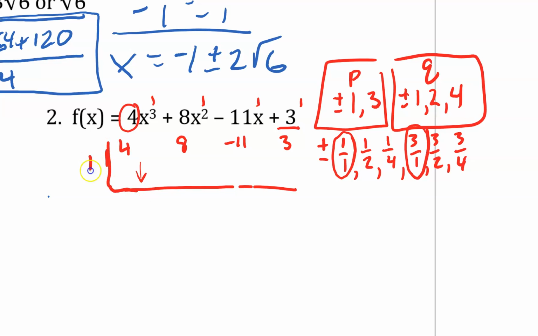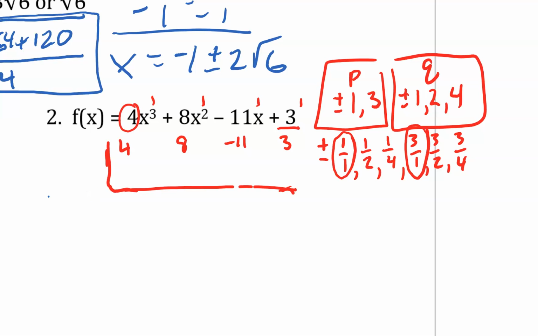Now I'll try positive 1. Again, I bring down the 4. 1 times 4 is 4. 4 plus 8 is 12. 1 times 12 is 12. Negative 11 plus positive 12 is 1. 1 times 1 is 1. Nope. I still have a remainder. So I'll go back. I'll erase that one. So I've tried positive 3 and positive 1.